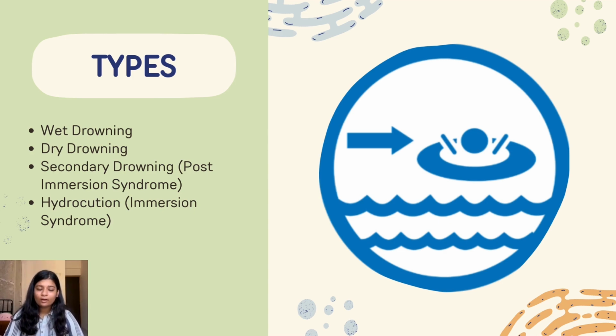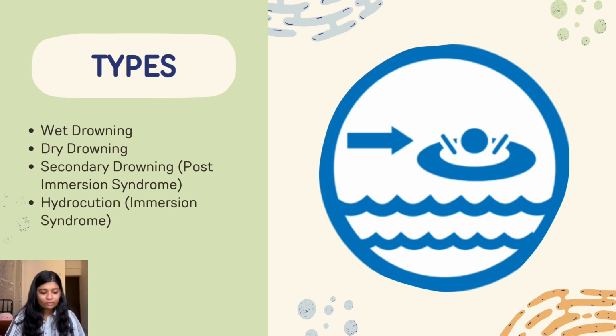Next type is dry drowning. In this, what happens is the water enters the larynx. So we have a part here called the larynx. So when water enters, it accumulates near the larynx and the person is not able to talk, which leads to the person's death.